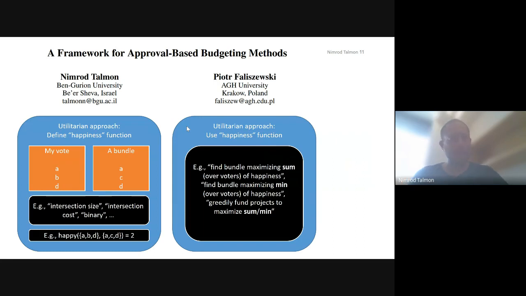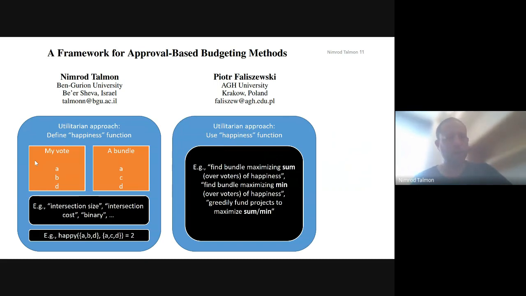So the first one is from this paper, where we try to offer a principled approach to defining the objective that we want from these kinds of algorithms. The approach is a utilitarian approach, or a satisfaction-based approach, and it works in the following way. Consider some voter, and say that there are projects A, B, C, D, E. Okay, so there are 5 projects. Now consider a voter, I call it here my vote, that approves A, B, and D. So when I come to the ballot booth, I mark the projects A, B, and D, but I don't mark the projects C and E.